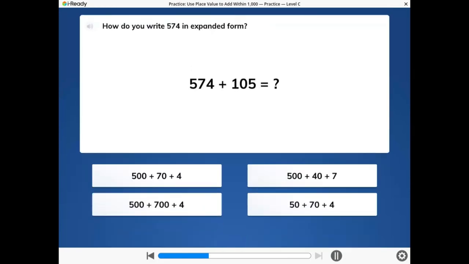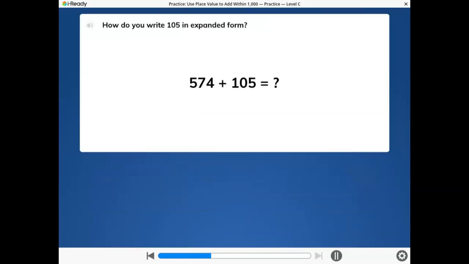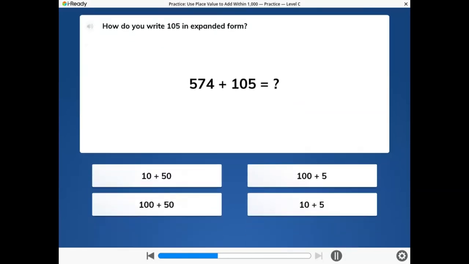Plus 105. Start by breaking apart the numbers. How do you write 574 in expanded form? The expanded form is 500 plus 70 plus 4. How do you write 105 in expanded form?